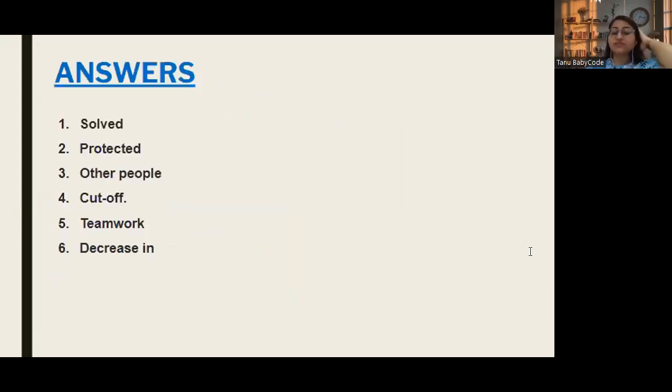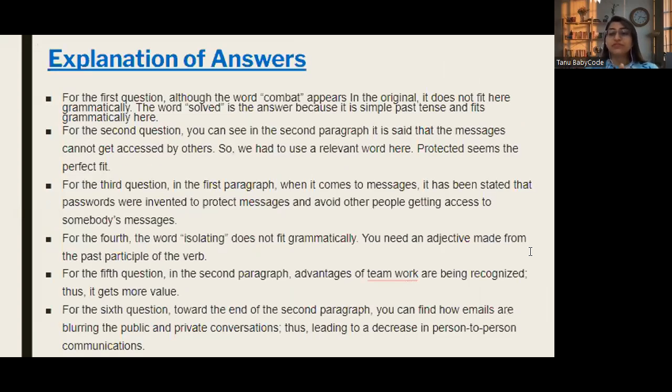Please check all your answers and look at the explanation also. If you have any doubts, you can look forward to the explanation.